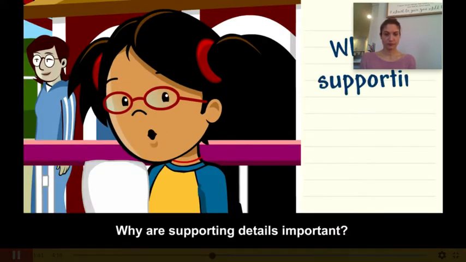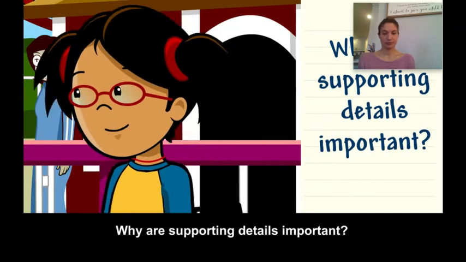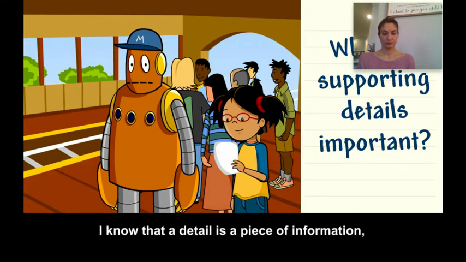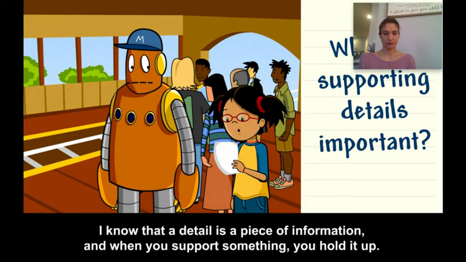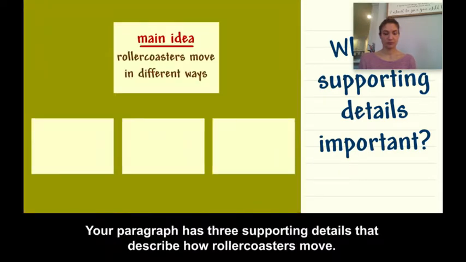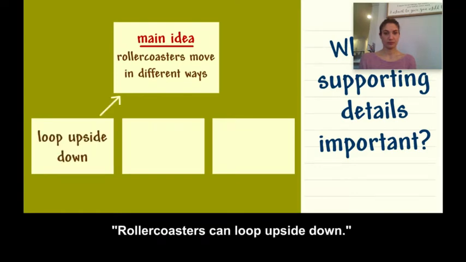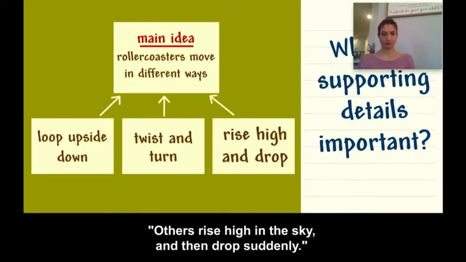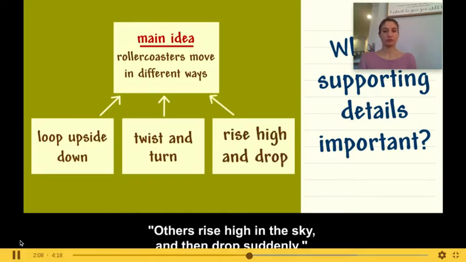Why are supporting details important? I know that a detail is a piece of information, and when you support something, you hold it up. Your paragraph has 3 supporting details that describe how roller coasters move. Roller coasters can loop upside down. Some twist and turn on the tracks. Others rise high in the sky and then drop suddenly.